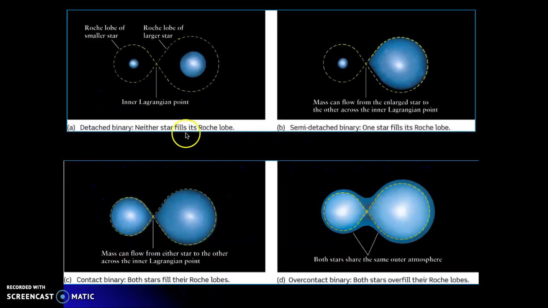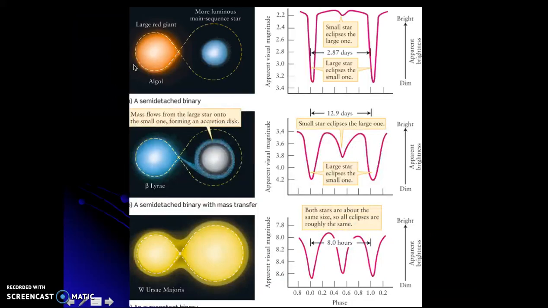Okay, so this dotted line is what's called the Roche Lobe. This is the gravitational boundary, and if a star expands beyond that boundary, it can start to share its mass with its companion binary star. So here are a couple of examples of different binary systems that can have stars at different stellar evolutions.